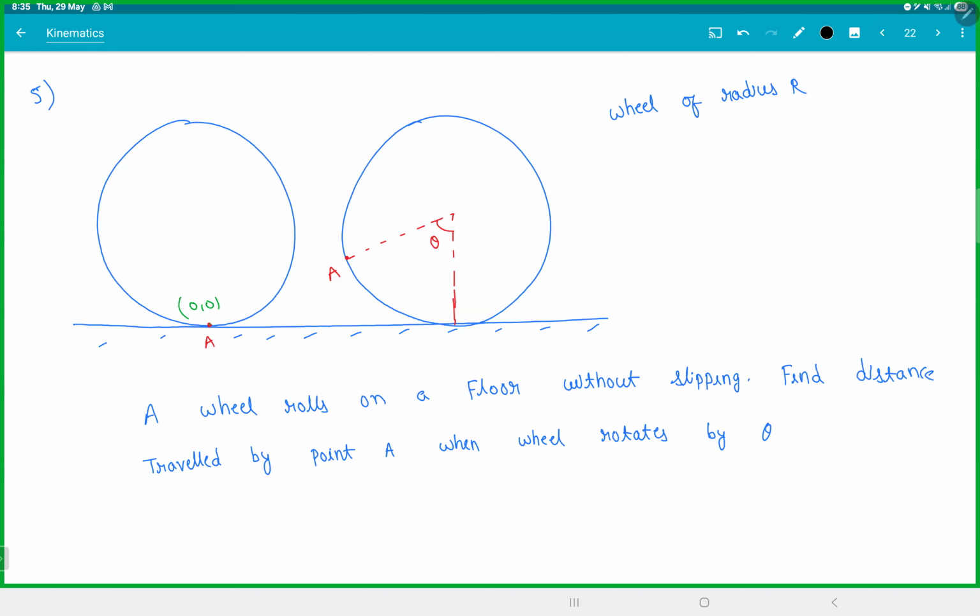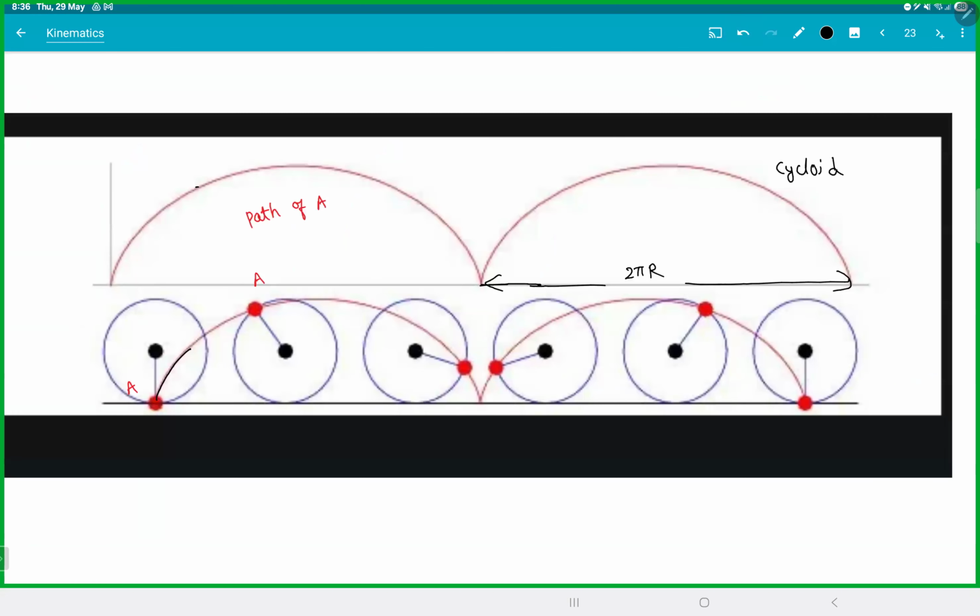Find the distance traveled by that point A when the wheel rotates by an angle theta. No, Anushka, I think you're getting confused. I didn't ask you arc length. You're finding this distance. We don't want that. When the wheel rotates, this is how the path will go. The wheel won't be at the same place, isn't it? The wheel also would have moved forward.